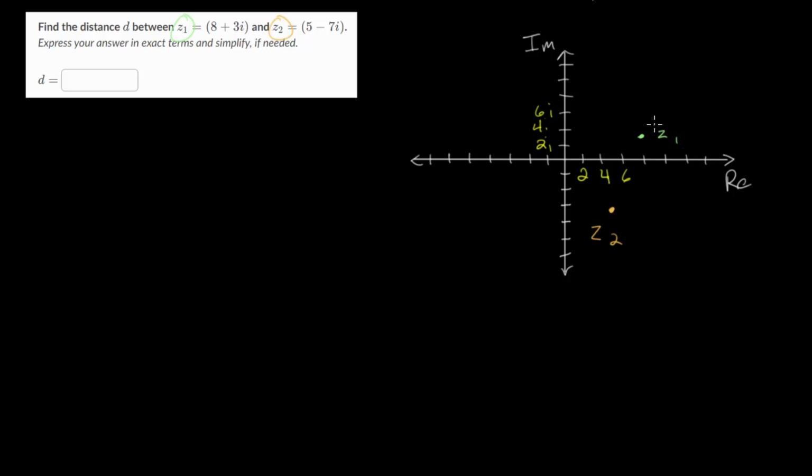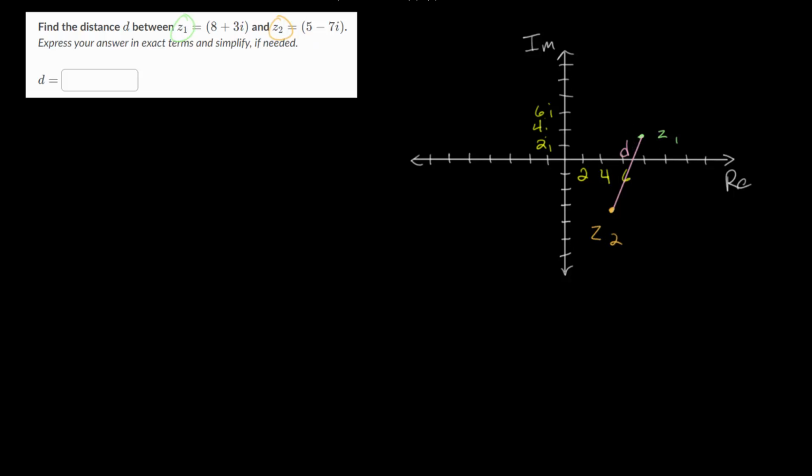Now we can connect both of these points with a line. We essentially just need to figure out what the length of this line is. So we can call this line d for distance. The strategy at this point is to decompose this into a right triangle. Once we have a right triangle, we can use the Pythagorean Theorem to relate the two legs of the triangle to this distance d.